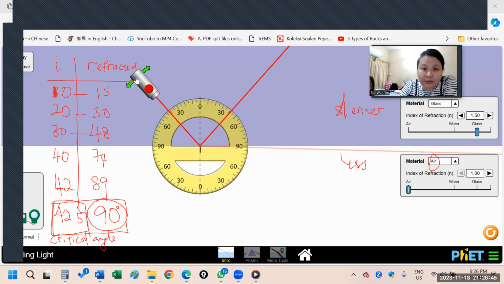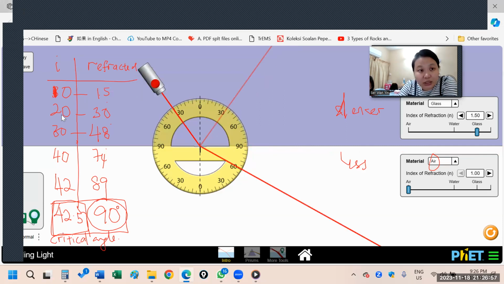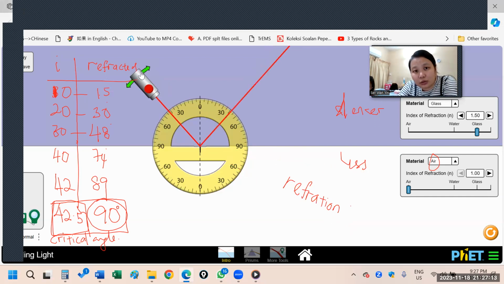See, if I make it 45, can you see any more refraction? Refract means this is refraction. Okay, refraction is just up to 42.5. Here, actually refraction is just up to 42.5.